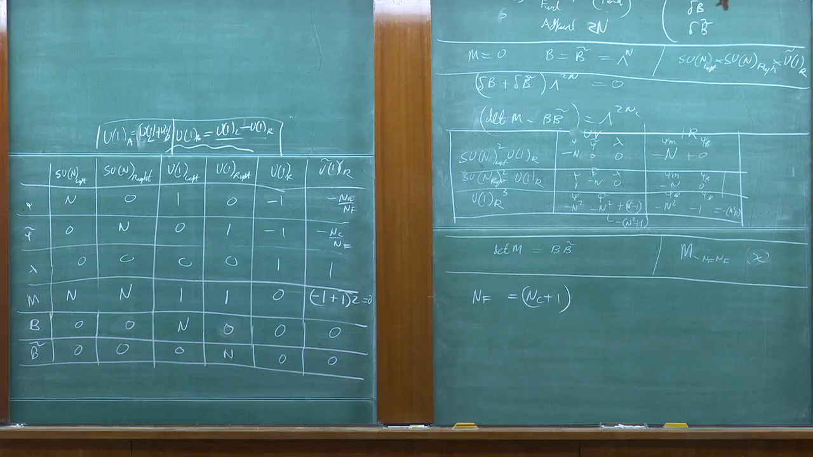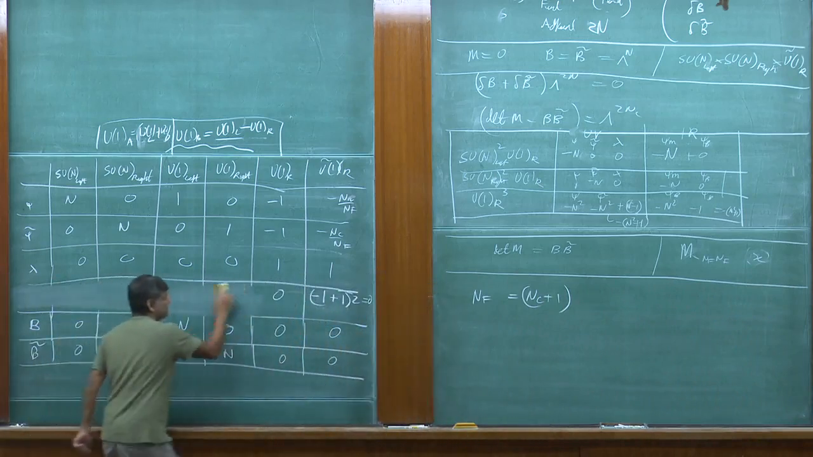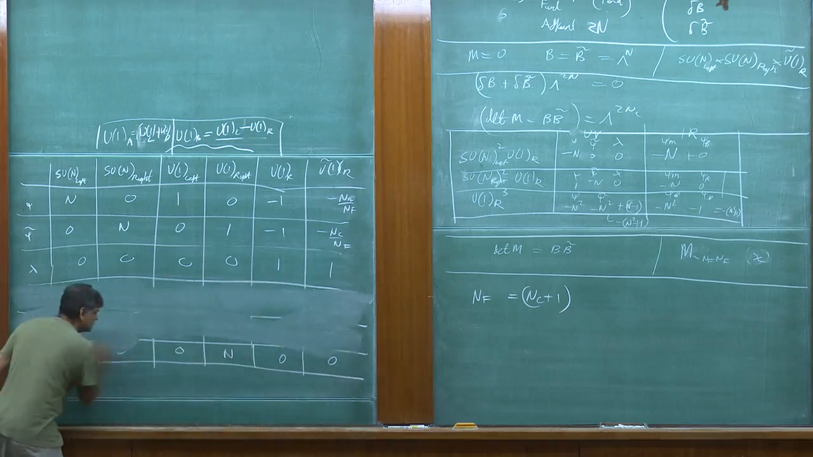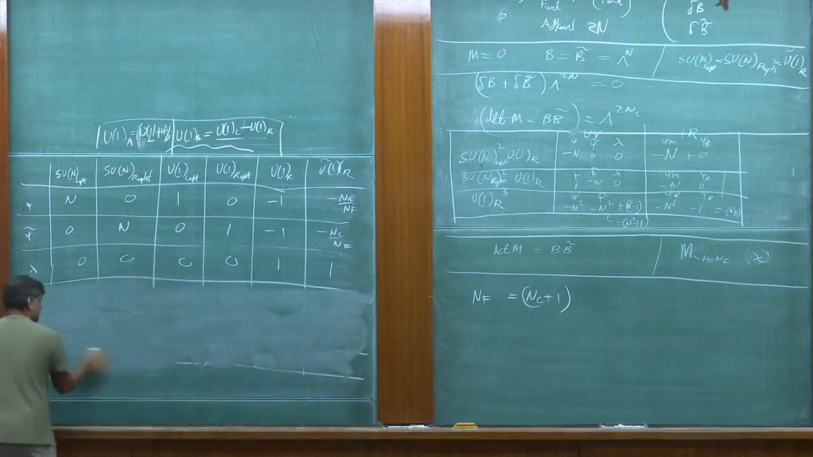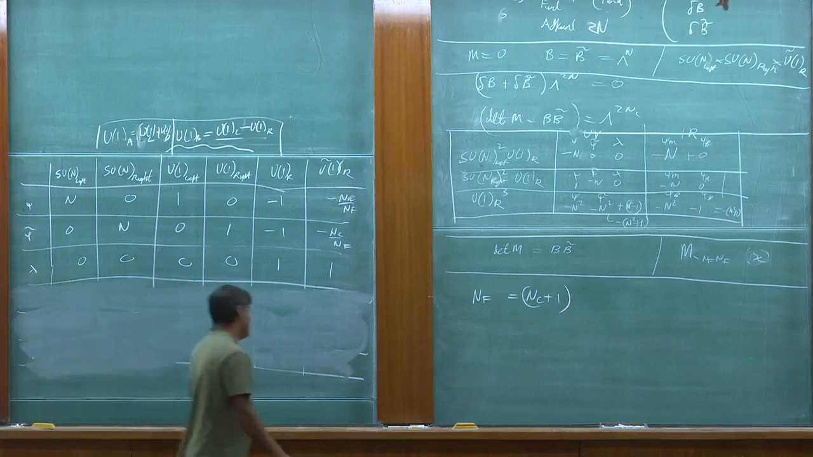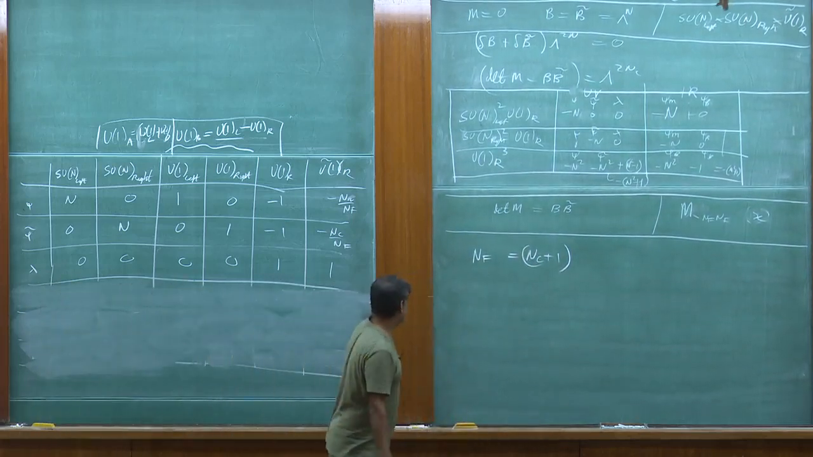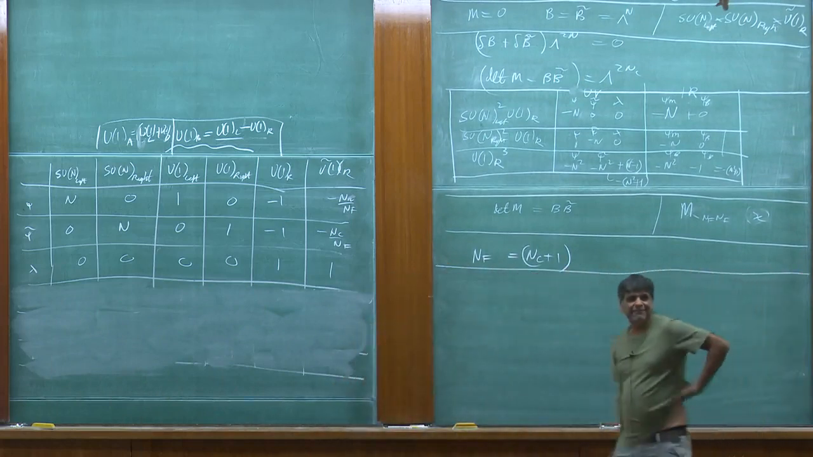Okay, so now let us move to NF equal to NC plus 1. This line was explicitly for NF equals NC, so we'll drop this out. Okay? Right. So now that we have NF equal to NC plus 1, what do we have?